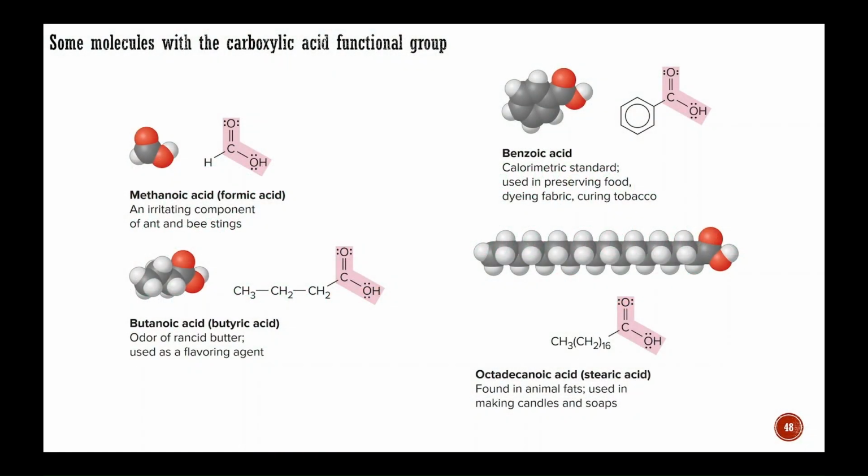Carboxylic acids are widespread in nature, and some important representatives, along with their names and properties, are presented here. Formic acid, for example, is the irritating component of ant and bee stings. Benzoic acid is used as a food preservative, and you probably consume significant amounts of this substance on a daily basis. In the carboxyl group, highlighted in these molecules in pink, the carbon already has 3 bonds, so it can form only one additional bond, either to a hydrocarbon skeleton, as in benzoic acid or butyric acid, or to a hydrogen atom, as in formic acid.